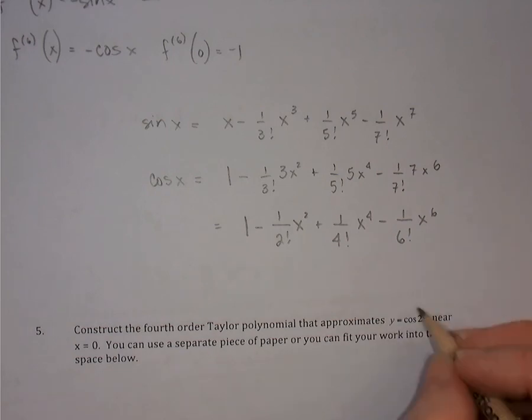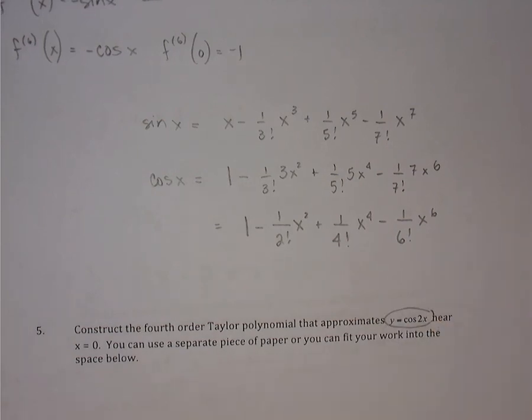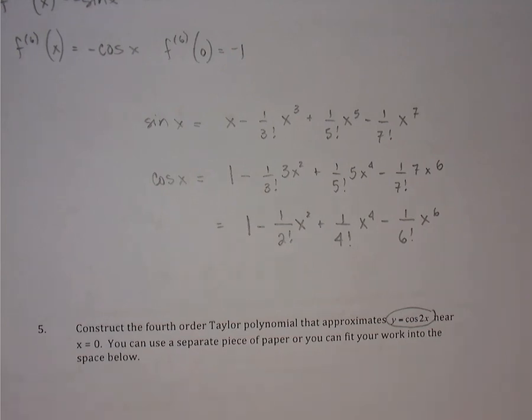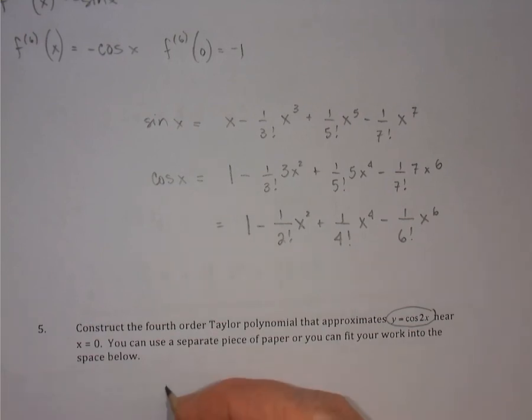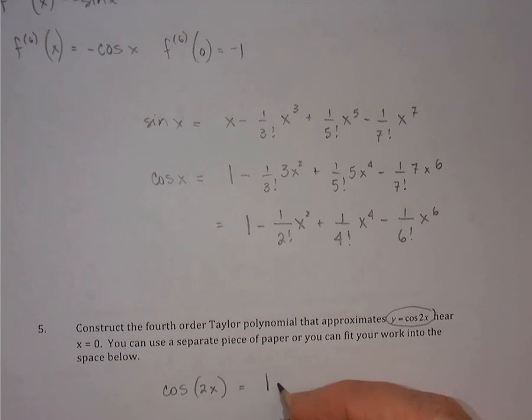And now, if I want the expansion for cosine of 2x, well, here's what I'm going to do. You can test this out. You can do the fourth order Taylor polynomial from scratch. Tell me if you get this. Just check your work.